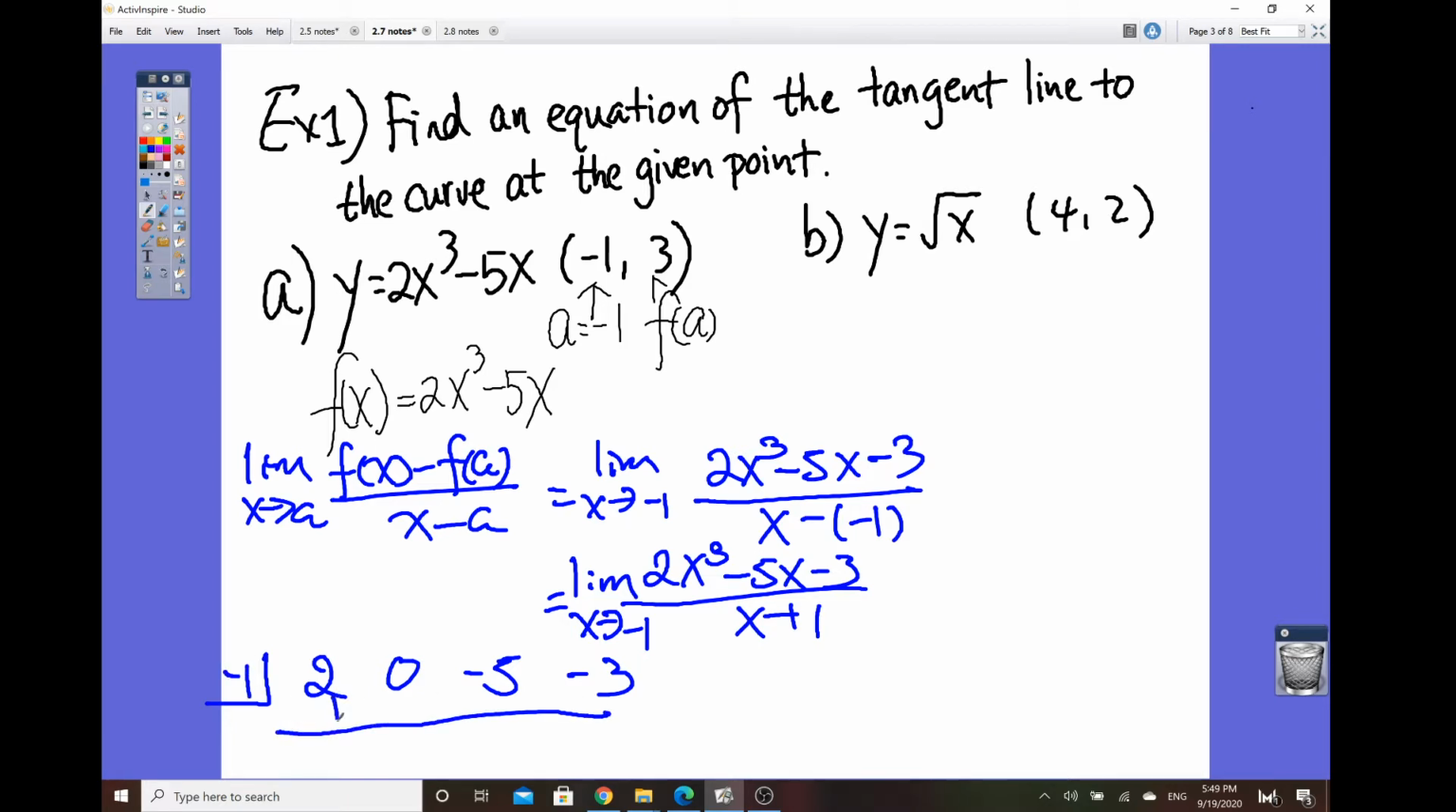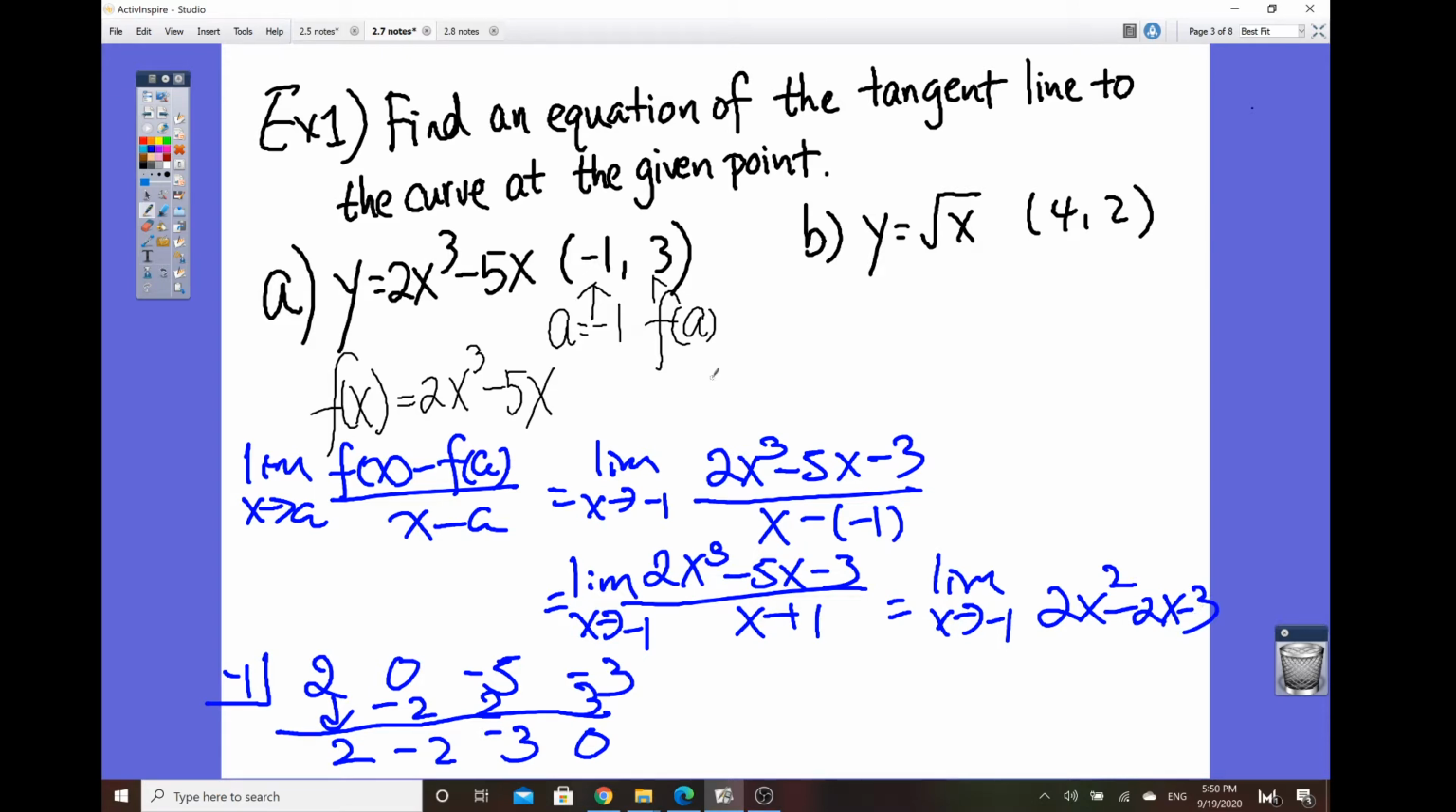Again, the first number, you don't do anything about it, bring it down. So 2 times negative 1 is negative 2. Combine them: negative 2. Negative 2 times negative 1 is 2. Plus negative 5 is negative 3. Negative 3 times negative 1 is positive 3. So this can be simplified into 2x squared minus 2x minus 3.